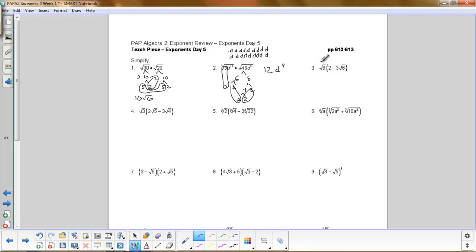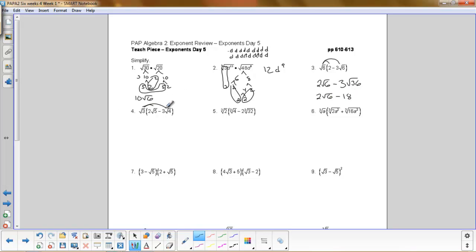Over here, we're going to use distributive property. Doesn't matter that it is a radical. So that's going to be 2 root 6 minus 3 root 36, because 6 times 6 is 36. So then I'm going to simplify this and multiply them together, and I get 2 root 6 minus 18.